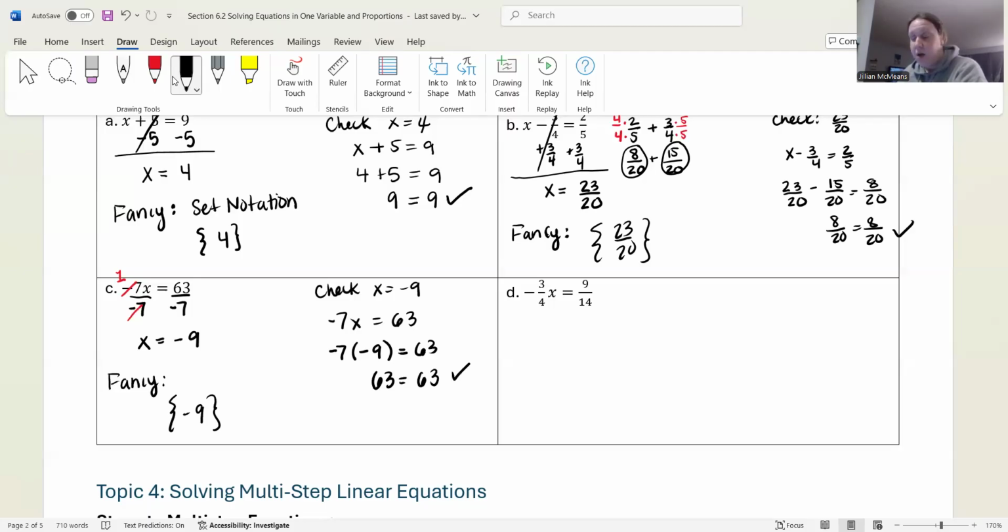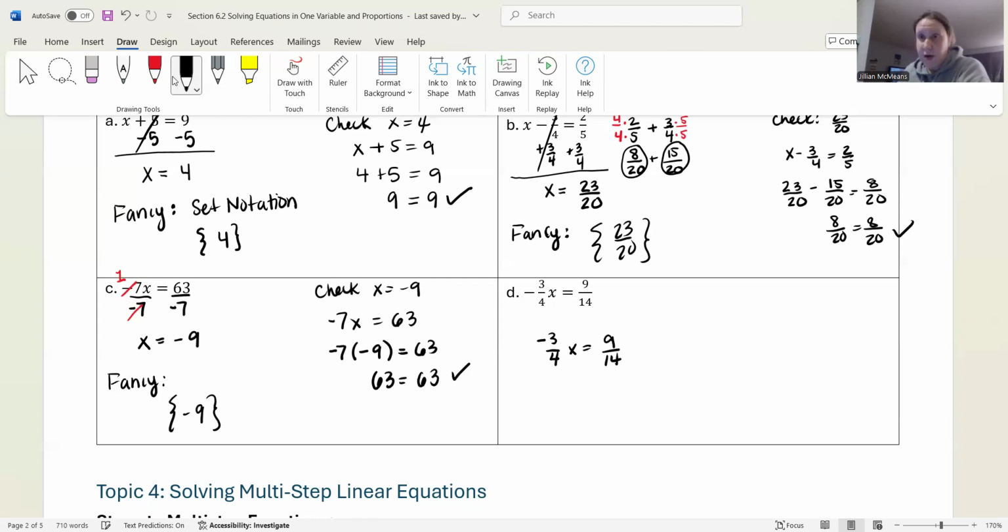That would be fine. You just have to remember that when you divide fractions, it really just becomes a multiplication. In fact, it becomes multiplication of a reciprocal, okay? So we can kind of just get to it. So I'm going to rewrite this just so I have a little bit more room. So I have -3/4 x equals 9/14.